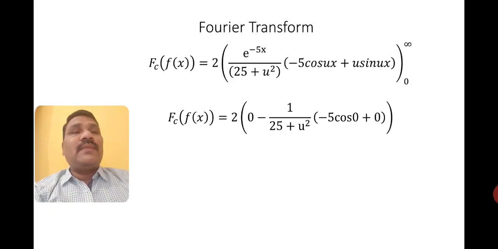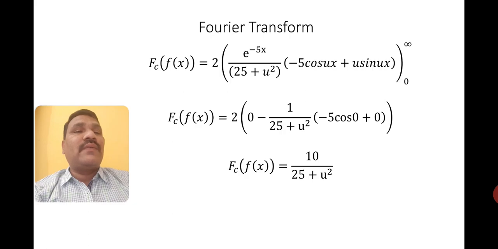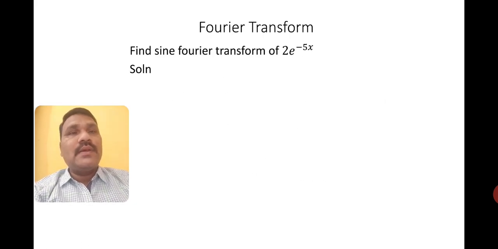So the second one I'm talking about is the lower limit. When you place x as 0 over here, you see minus 1 by 25 plus u square into minus 5 cos 0 plus u sin 0. Sin 0 will be 0, and cos 0 will be 1. So minus 5, minus minus will cancel. We will get the answer as 5 into 2, 10, divided by 25 plus u square.